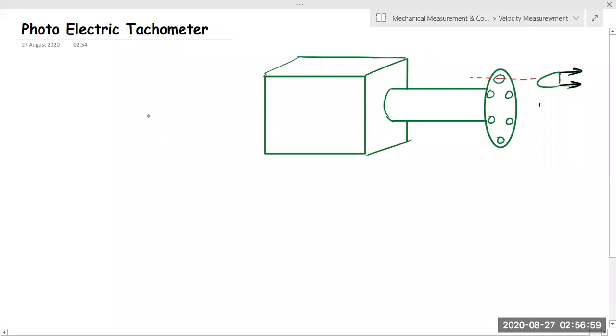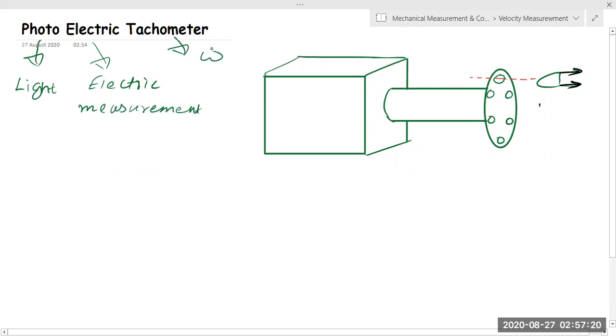Hello, so we are starting with the photoelectric tachometer. Now, photo means something which is having light. Electric means electric measurement. So there is some kind of electric measurement of light. And you already know a tachometer is used to measure the angular velocity.